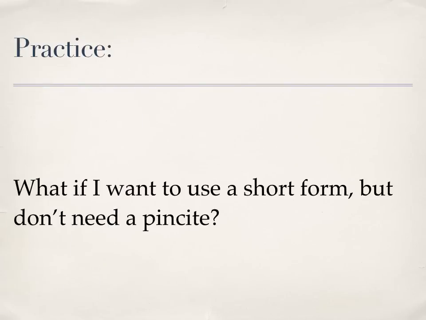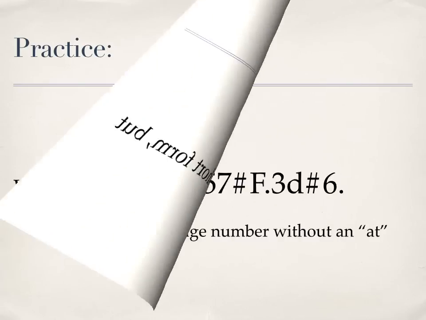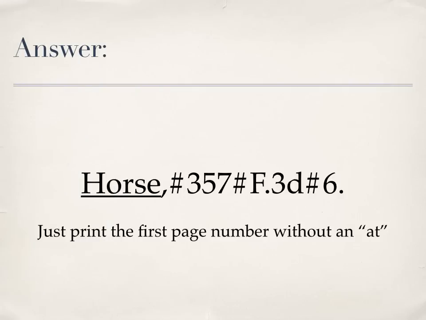Here's your final question. It's a challenge question that could be answered by reading your Bluebook rules. What would you do if you needed to use a short form, but a pin cite is inappropriate? That is, maybe you're citing the case for a principle that appears generally throughout the case and not on one page in particular. How would you cite that? The answer is to print the first page number of the case without the at pin cite.